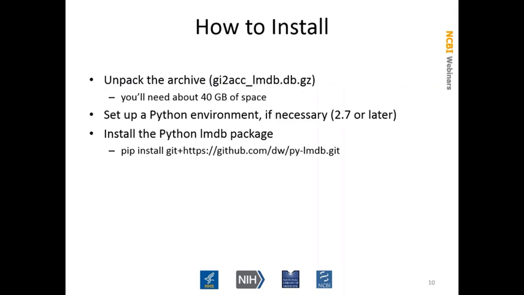What do you do to install it? So first, obviously, unpack the archive with gunzip or some tool like that. And again, it's going to blow up about fourfold, so about 40 gigs of space that you'll need. You need a Python environment of some kind. We tend to use virtual environments here. There's a variety of ways that you can do that, but you need a 2.7 or later Python environment.